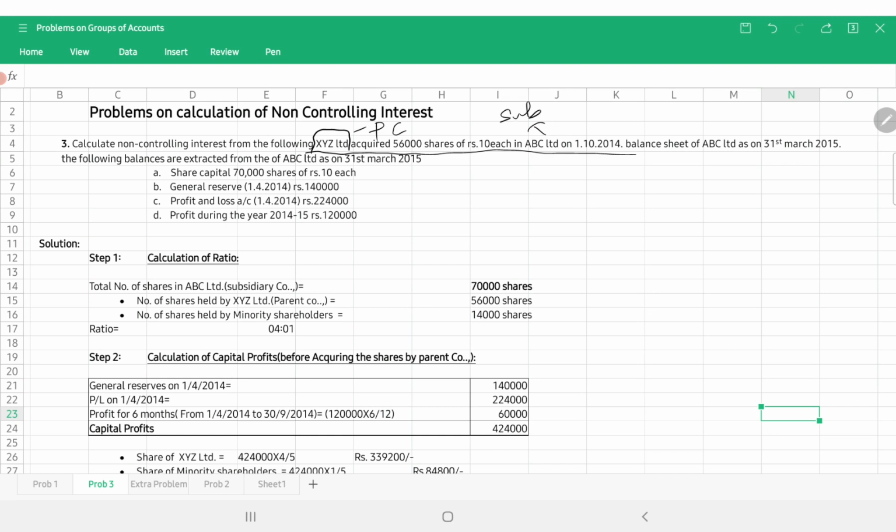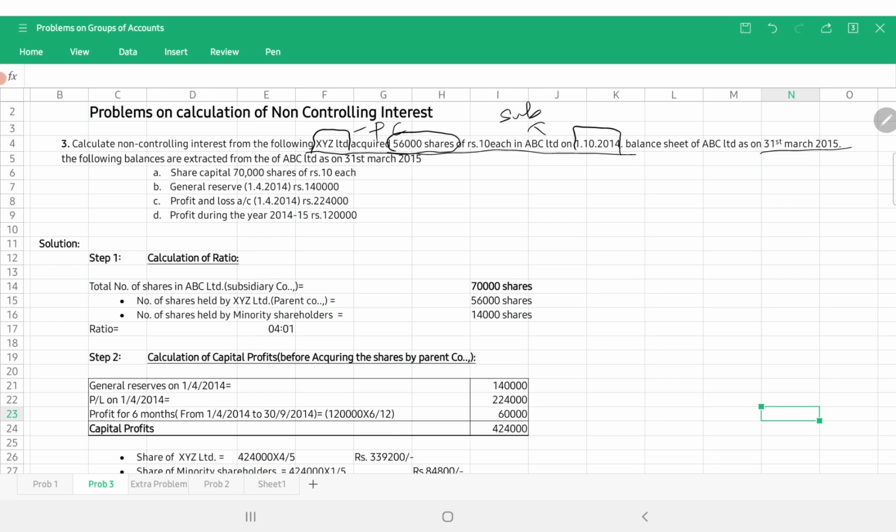So how much is it acquiring? 56,000 shares. These 56,000 shares have been acquired by the parent company. Acquired is nothing but purchased, purchased by the parent company in the subsidiary company, that is ABC Limited, on 1/10/2014. The date is also important, especially for calculating step 2 and step 3, that is capital profit and revenue profit. Now coming to the balance sheet, the further information given is the balance sheet of ABC Limited as on 31st March 2015.